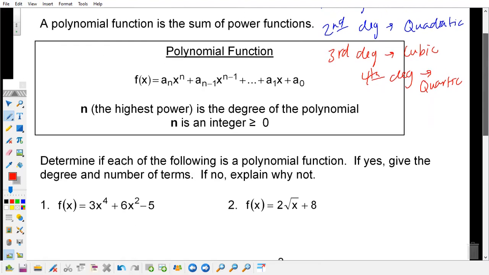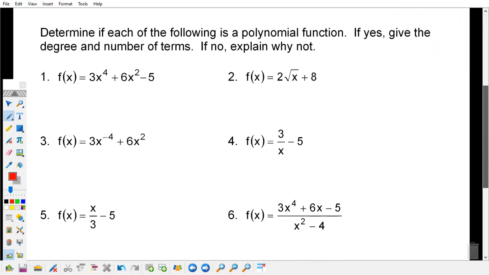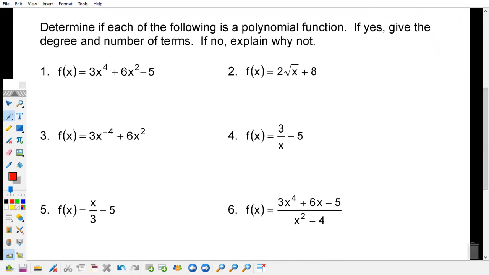All right, so here we go. We're going to practice identifying whether things are polynomials or not. If it is, we're going to say what the degree is and how many terms. Terms are how many things are being added and or subtracted.